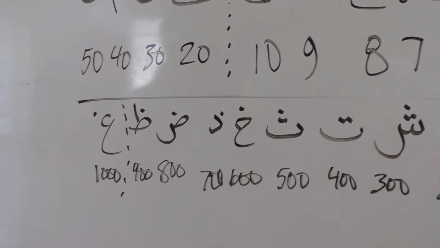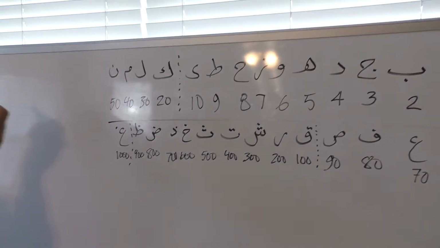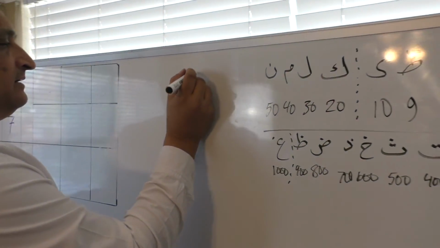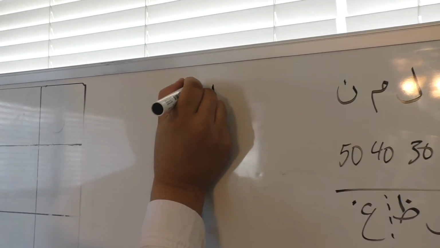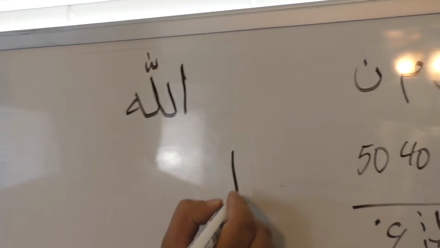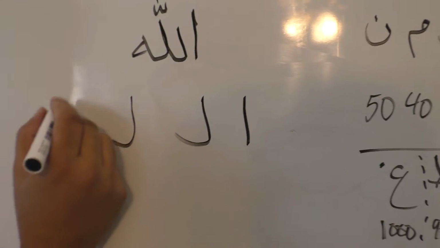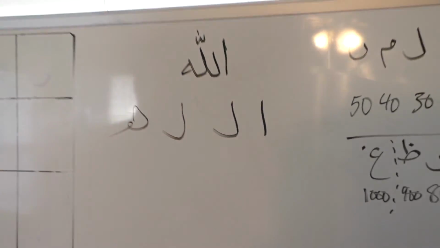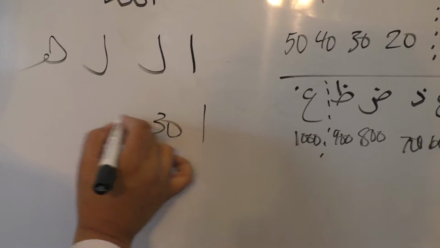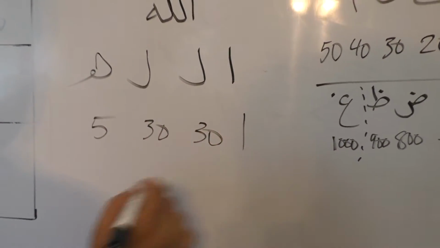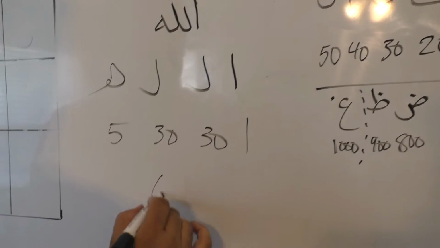You see? So this is how it works. So if you have the word Allah, then this is Alif, Lam, Lam, and Ha. So what does that mean? Well, it means that Alif is 1, Lam is 30, this is 30, and this is 5. So what does that add up to? It adds up to 66.